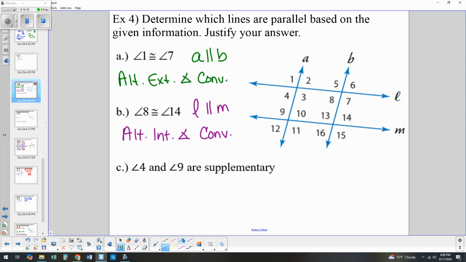And then our last one, 4 and 9. So this time we're talking about supplementary. So we're looking for them to be some sort of consecutive relationship. They do share line A, so that means it's going to be L and M. And they are on the same side inside, so we can call this the consecutive interior angle converse.